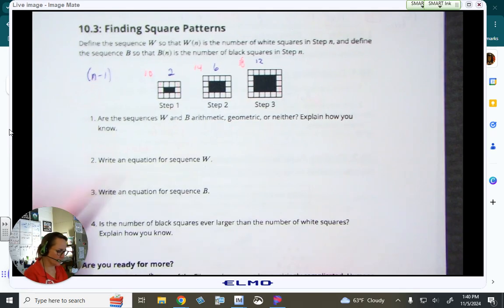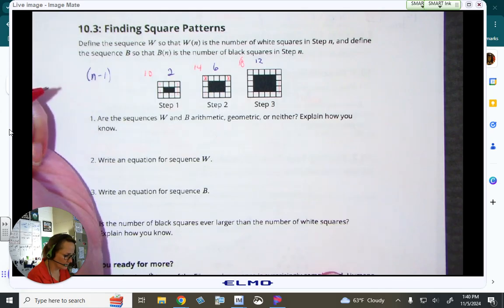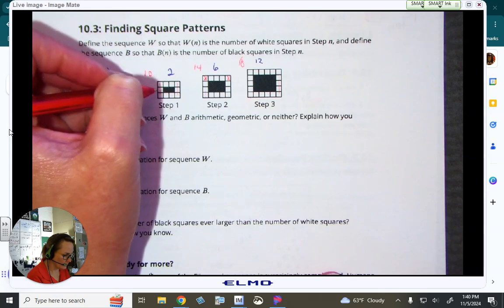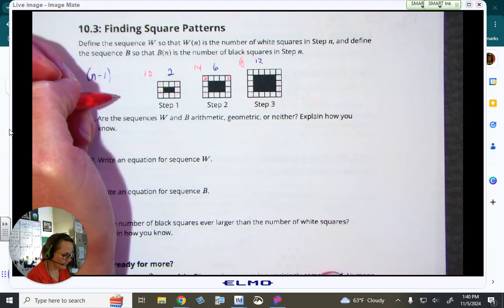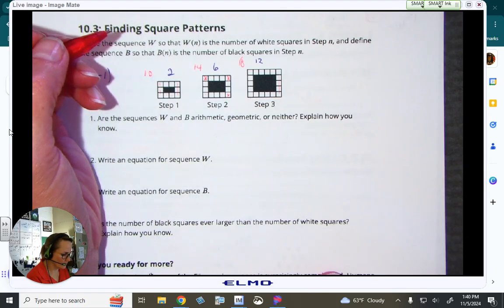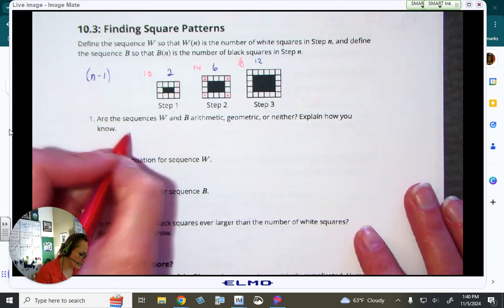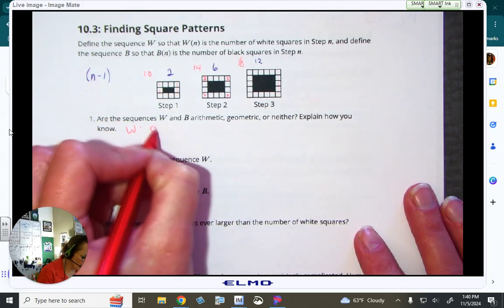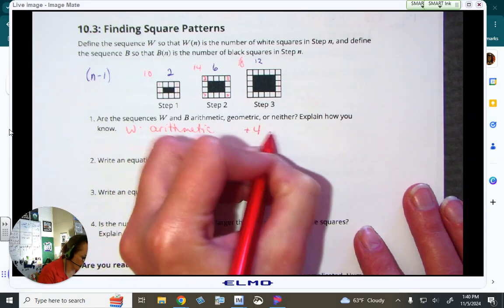Oh, so that makes sense. Like when it's adding 4, it's like adding 1, 2. What is it adding? 3. Oh, it's like adding the 4 corners. Yeah, that's really weird. Okay. Well, anyways, the white is arithmetic. It adds 4 each time.